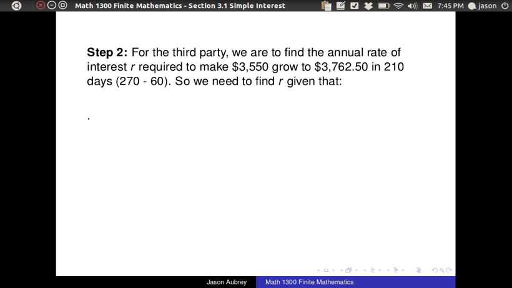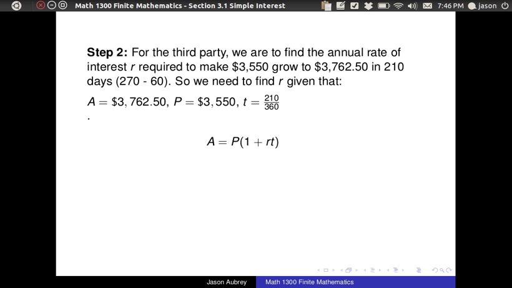There's also different time periods for you versus the third party. You were going to get paid after 270 days of holding the note. That third party, he bought it 60 days after you. He's going to get interest over 210 days. So 270 minus 60. All right. So we need to find the interest rate R, the new interest rate R, given that A is 3,762.50, P is 3,550, T is 210 over 360, what's R? Okay, now your R, as the original person who made the deal, your R would have been 10%.